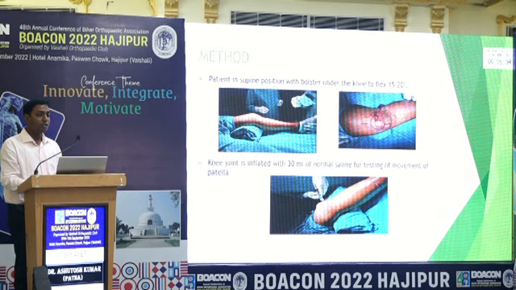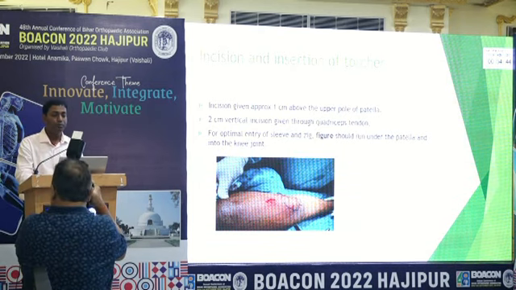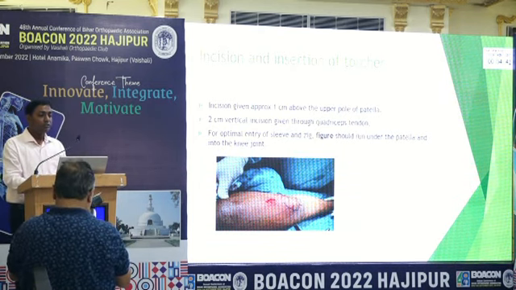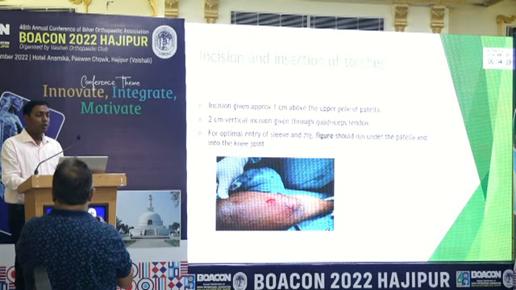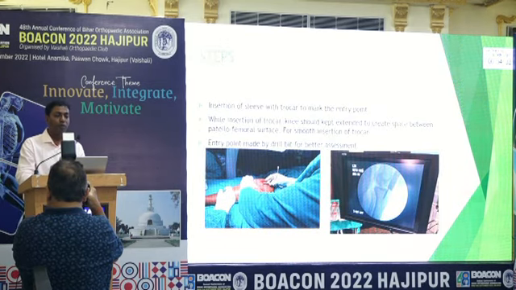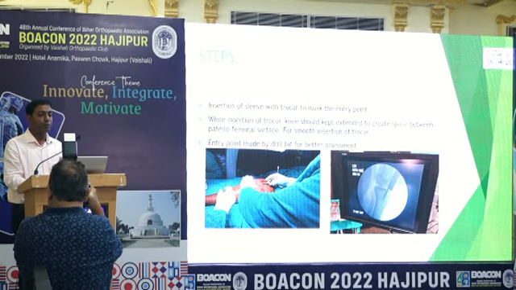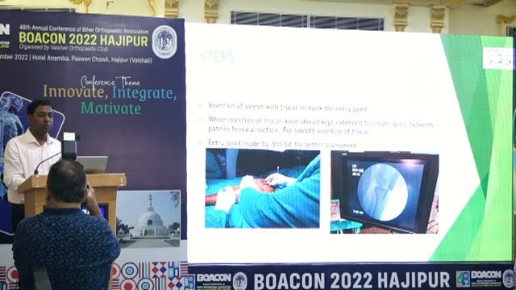Now coming to the method. The patient is positioned supine with a bolster under the knee to flex the knee to 15 to 20 degrees. The knee joint is inflated with 30 ml of normal saline to test the movement of the patella. Incision is given 1 cm above the upper pole of the patella, a 2 cm vertical incision to the quadriceps tendon. For optimum entry, a finger should be run under the surface of the patella and into the knee joint. Insertion of sleeve with trocar to make the entry point. While inserting the trocar, the knee should be kept extended to create space between the patellar undersurface and the femur for smooth insertion of the trocar.